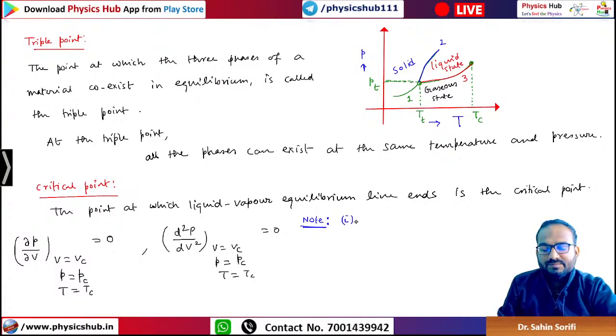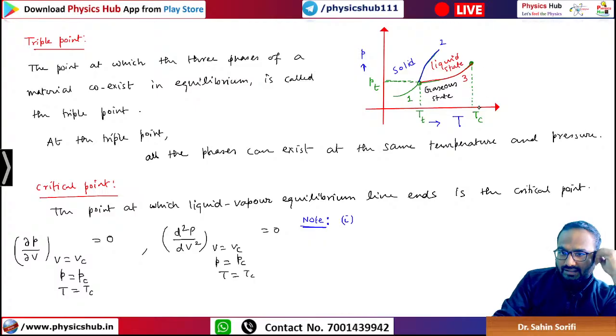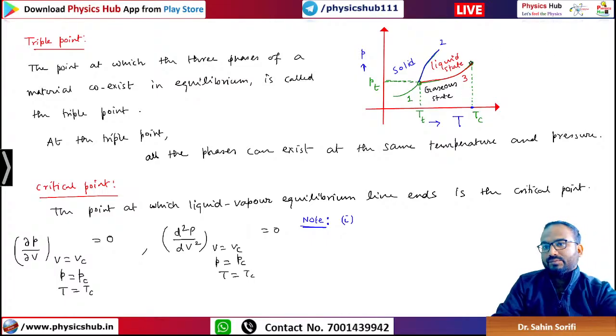The first note: you see that at the critical temperature, this is the critical point. Actually, if you want to denote a point in this PT space, you need to define its temperature and pressure. So the critical point means you have to specify both, because if you only specify temperature, then it may be here, it may be here. Until and unless you mention the pressure, you are not able to define a point, right?